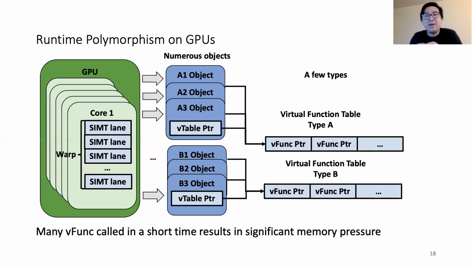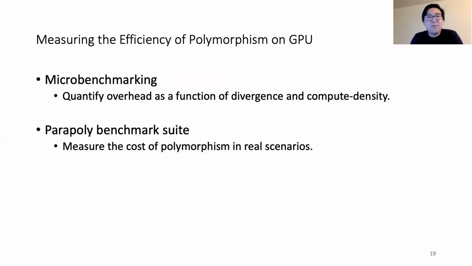Intuitively, accessing all these functions in quick succession can cause a significant amount of memory pressure in a relatively short amount of time. In our paper, we expand beyond this simple intuition by studying the effect of runtime polymorphism in isolation using microbenchmarks. We also introduce ParaPoly, the first benchmark suite featuring polymorphic GPU applications.